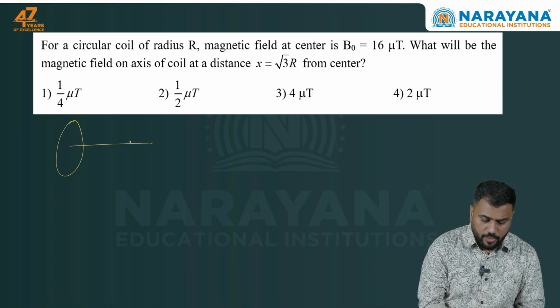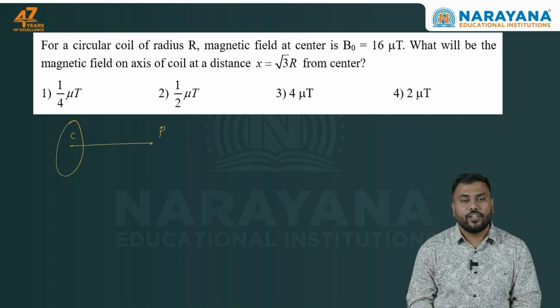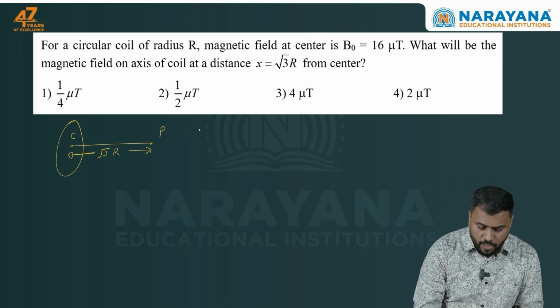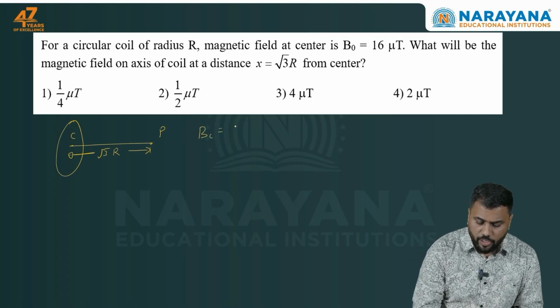So this is a coil. At the center point, let's say that center point is C. I know the magnetic field at point C. I need to calculate the magnetic field at point P. The distance along the axis is also given to us. So this is again just a formula based question. We know the magnetic field at the center of the coil is given by mu naught I by 2r.